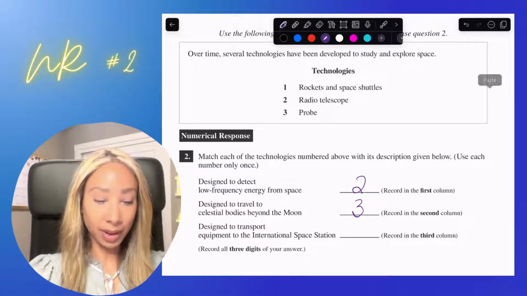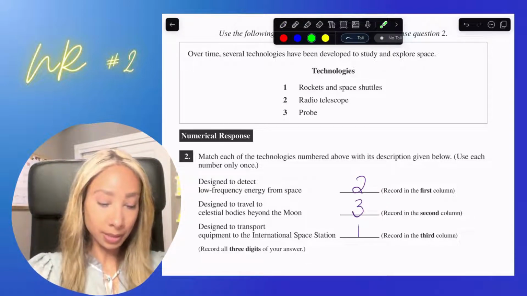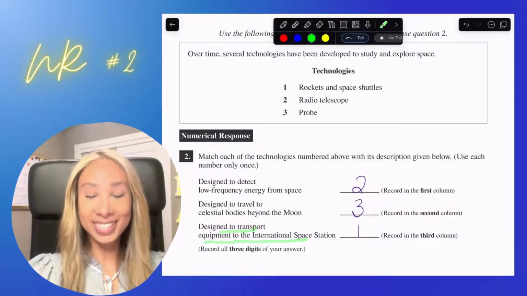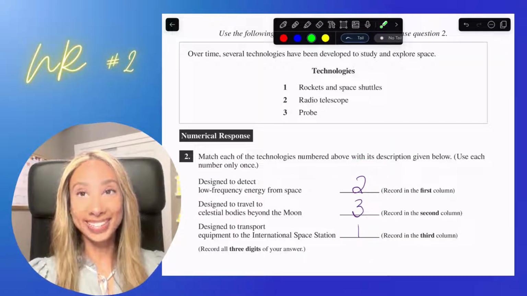And then that leaves us with finally our last one, which is the rockets and space shuttles that are going to be equipment designed to transport equipment to the International Space Station. So our answer for this are 2, 3, and 1.